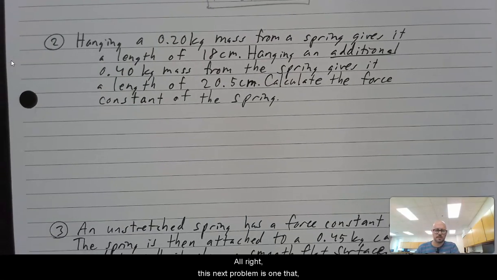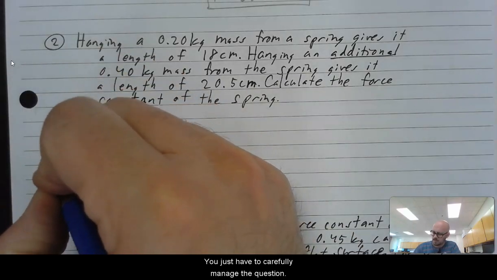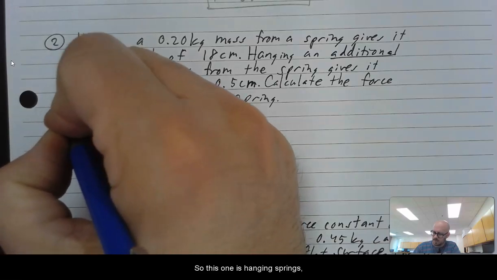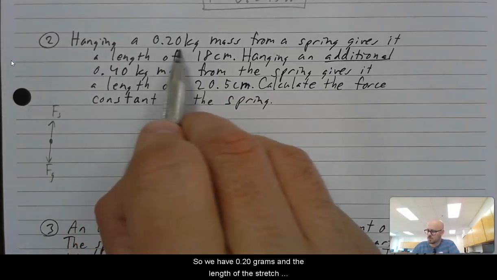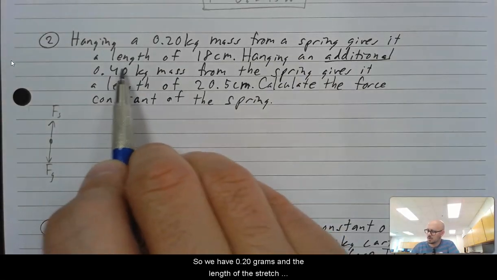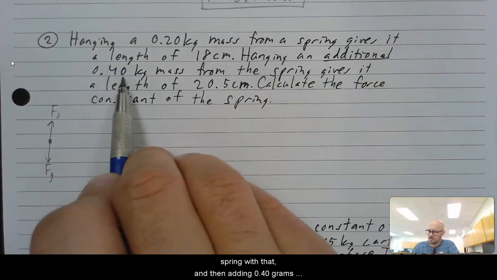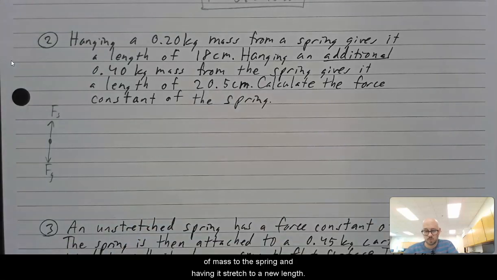All right, this next problem is one that looks a lot more complicated than it is. You just have to carefully manage the question. So this one is hanging springs, hanging masses from springs. So we have 0.20 kilograms and the length of the stretched spring with that, and then adding 0.40 kilograms of mass to the spring and having it stretched to a new length. And so our job is to calculate the force constant of the spring.